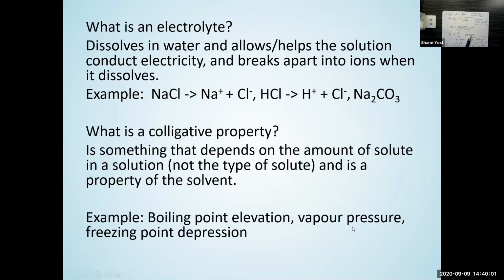So questions about what we're talking about on this slide. Electrolytes are things that dissolve in solution to form ions. Those ions help that solution conduct electricity. And a colligative property is something that depends on the amount of solute in a solution, not what the solute is, and is a property of the solvent.